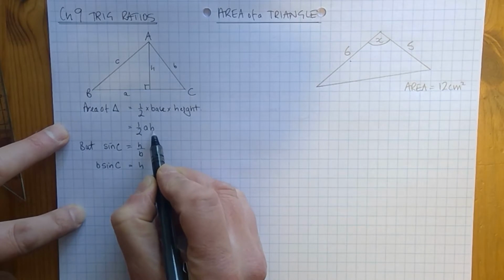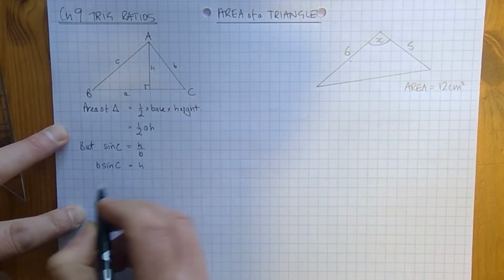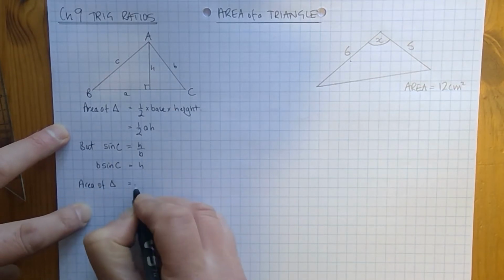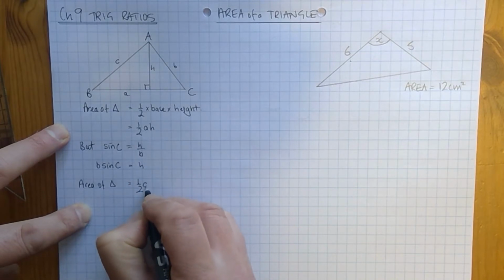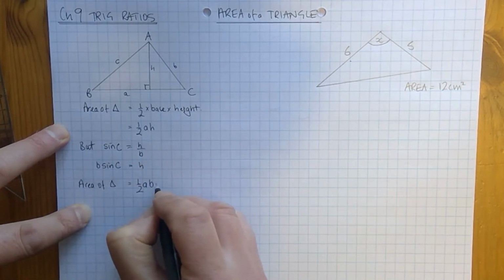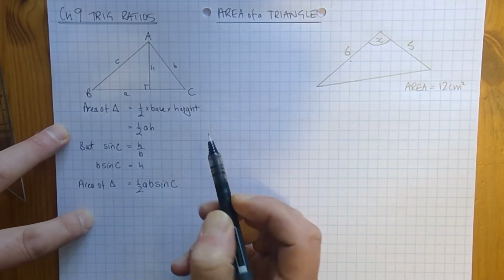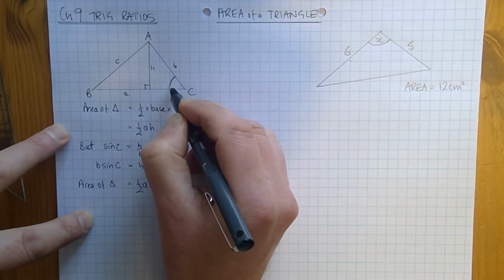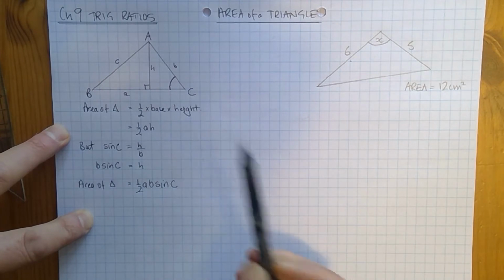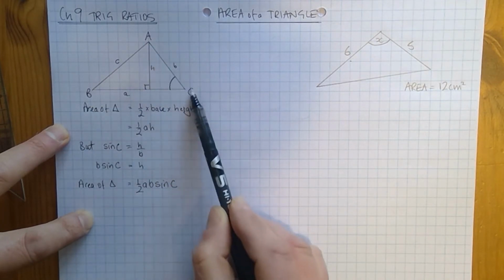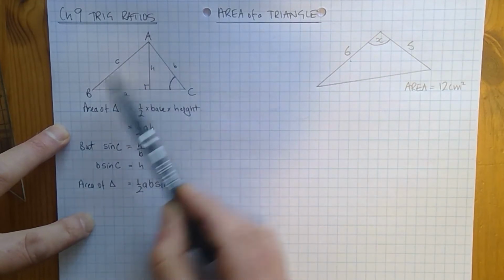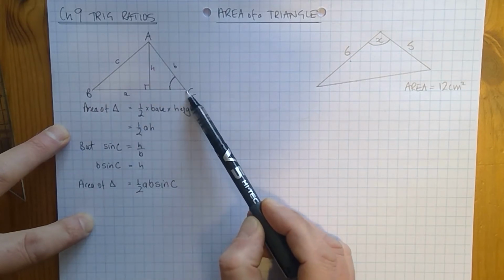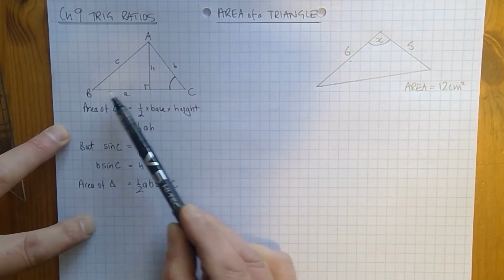So I can substitute this H for B sine C, giving me the area of the triangle is half A B sine C. So it's half of this side multiplied by this side multiplied by the sine of this angle here. Notice that the angle is always in between. It's the angle in between the two sides we know. So if we have a triangle, we know one of the angles and we know the two sides which come off that angle, then we can use this formula to work out the area of a triangle.